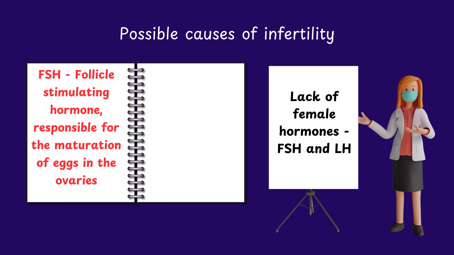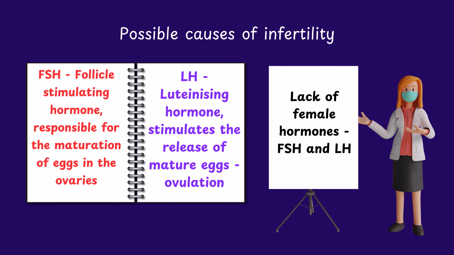FSH stands for follicle stimulating hormone, and FSH is responsible for the maturation of eggs in the ovaries, while LH stands for luteinizing hormone, and LH stimulates the release of mature eggs, and this is also called ovulation.